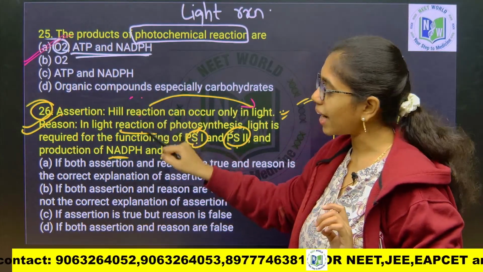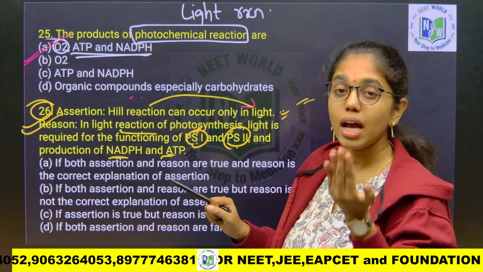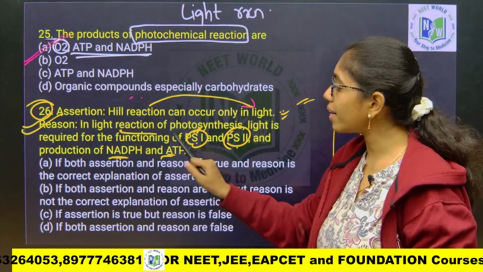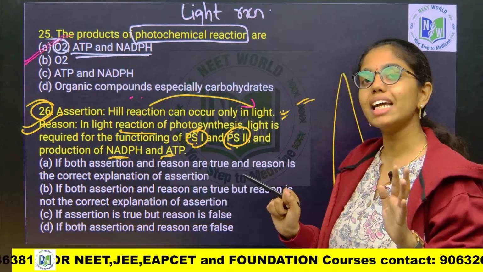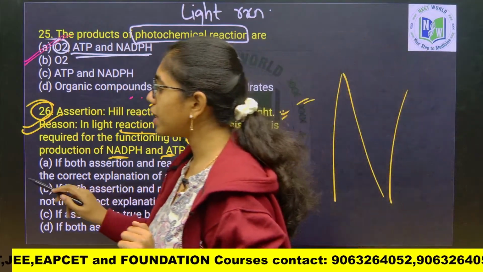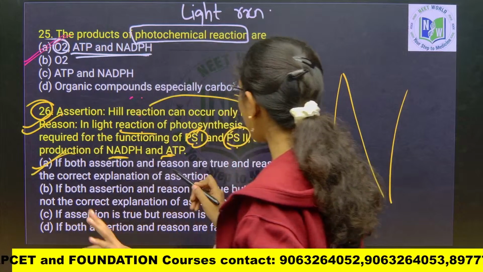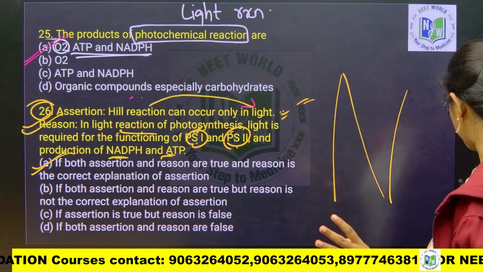When both are correct, there comes a dilemma whether to choose the correct explanation or not. At that time, what you have to do, beta, is read the reason two to three times after the assertion, then you will easily get to know whether the reason is explaining the assertion or not. So here, what will be the answer? A: both assertion and reason are true and reason is the correct explanation of assertion.